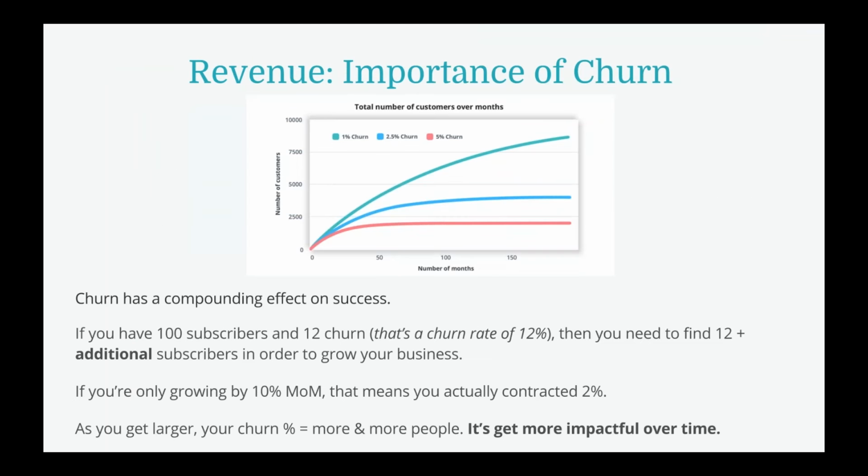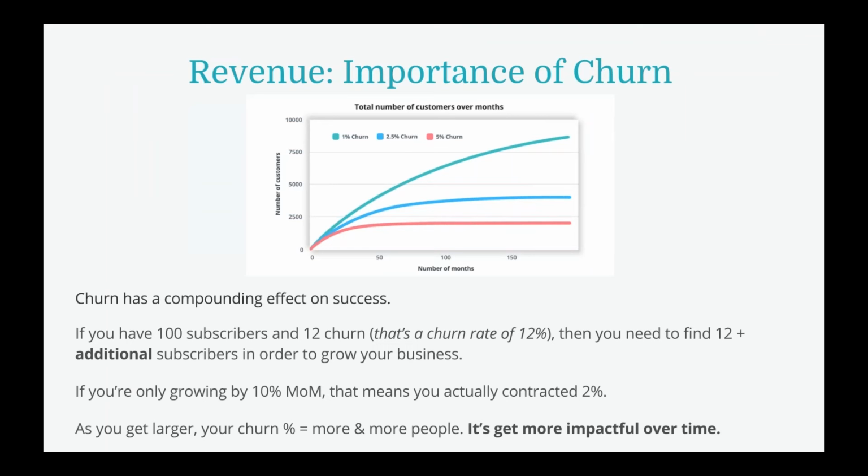So in terms of priorities of what I should be doing with my business, reducing churn and figuring out what's driving high churn, if you have it, is extremely important. Here's a graph that proves it. It shows you how churn can impact a business over time, and how it compounds on your success.